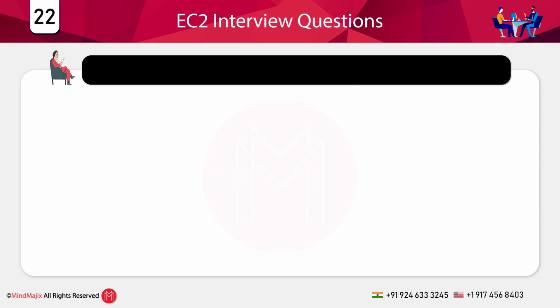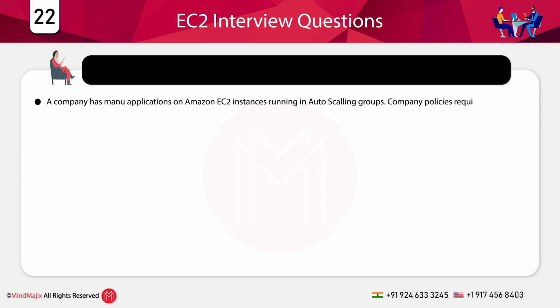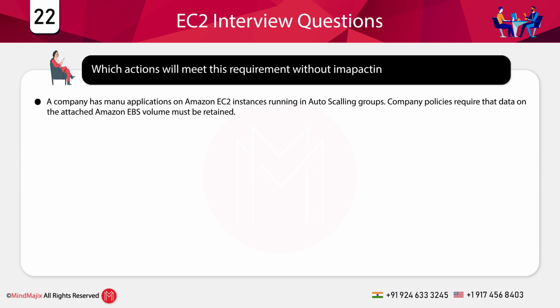Let's see the last question of EC2 instance now. A company has many applications on Amazon EC2 instances running in an auto scaling group. We have multiple EC2 instances running in an auto scaling group. The company policy requires that the data on the attached EBS volume must be retained. What action will meet the requirement without impacting the performance?